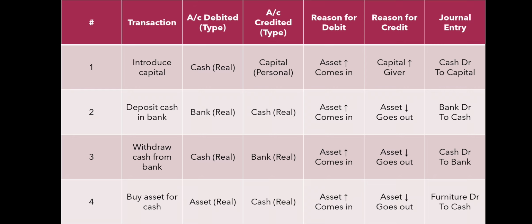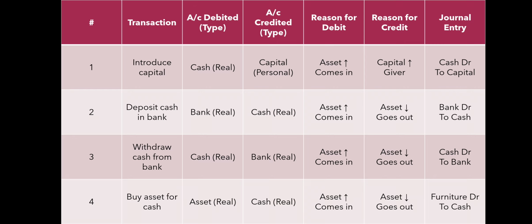Now why will your cash be debited? Because it's a real account, and real account says debit what comes in, credit what goes out. Cash is coming into the business, right? And capital is a personal account. According to the personal account rule, whoever is the giver will be credited. So your journal entry will be cash account debit to capital account.